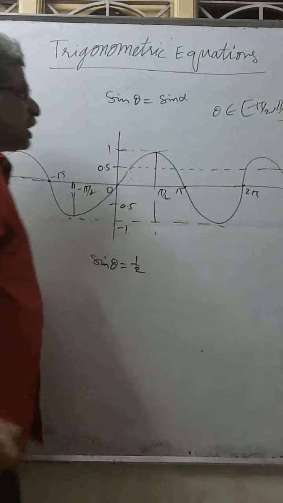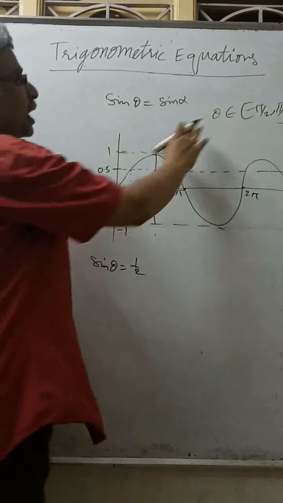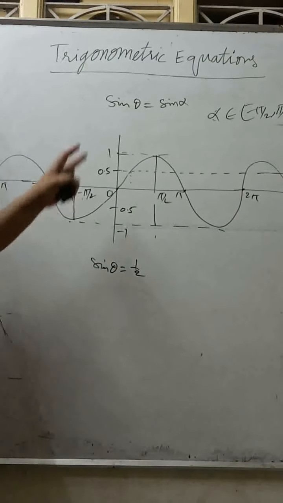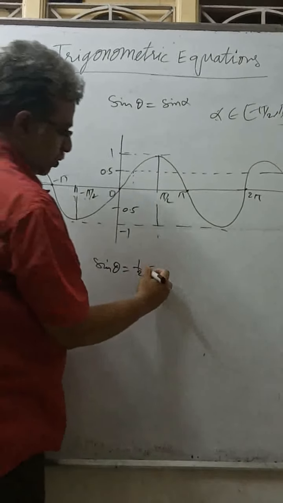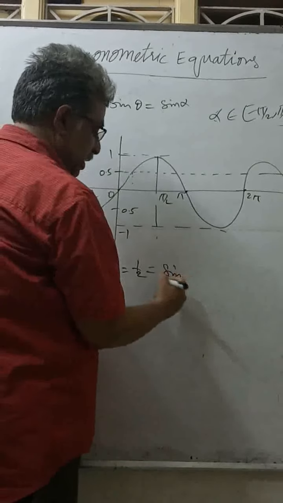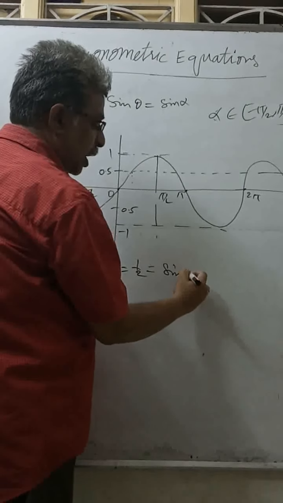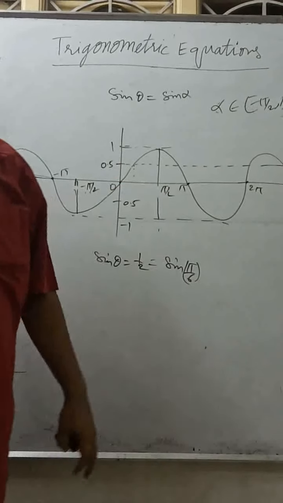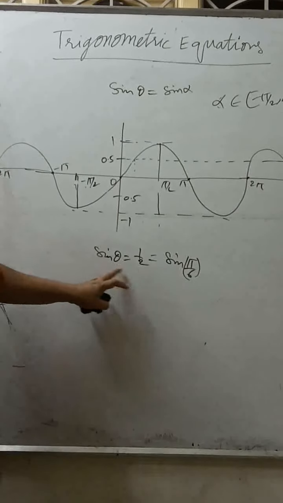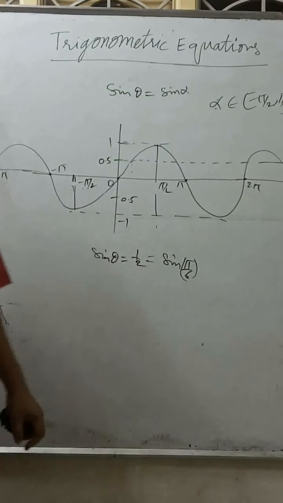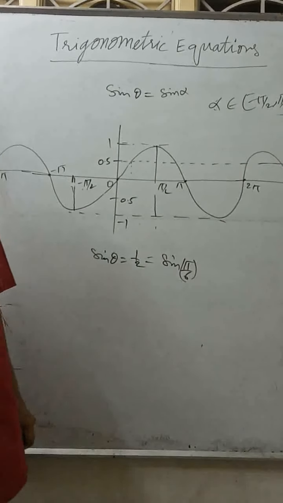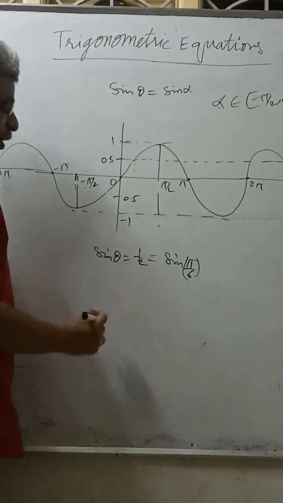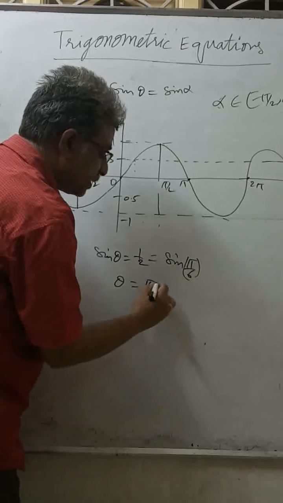So first we will find the principal value. Theta or alpha both are same, so alpha lies between minus pi by 2 to plus pi by 2. We will find the principal value first. So 1 by 2 I can write as sin 30 degrees or pi by 6. So pi by 6 is the principal value lying between minus pi by 2 to plus pi by 2. So this becomes sin theta equal to half, which is equal to sin of pi by 6. This is the principal value, meaning theta equals pi by 6.